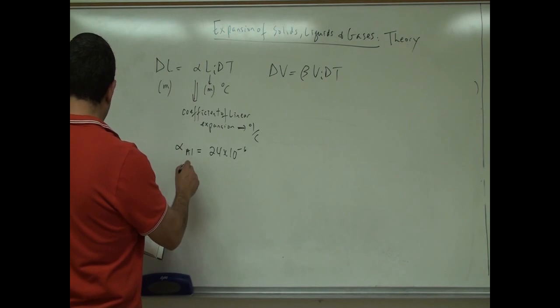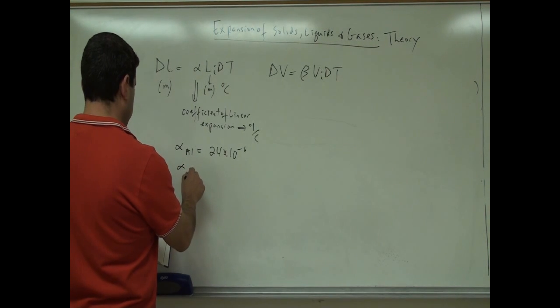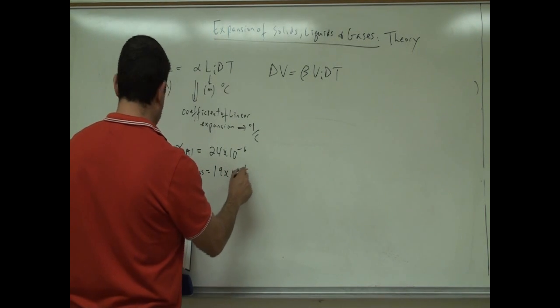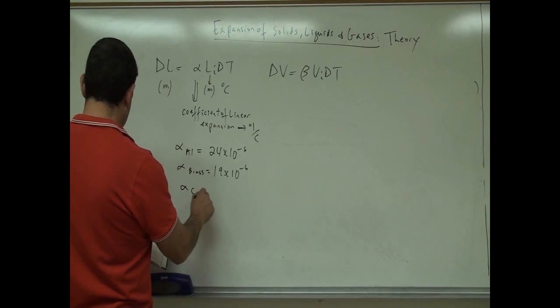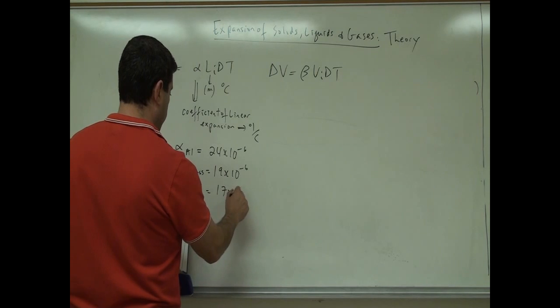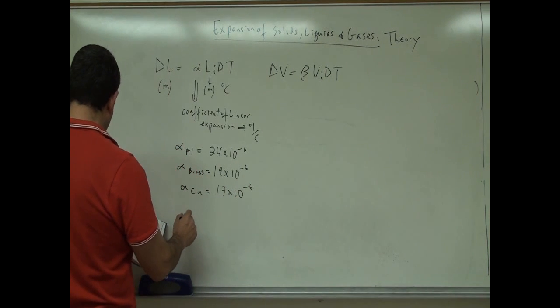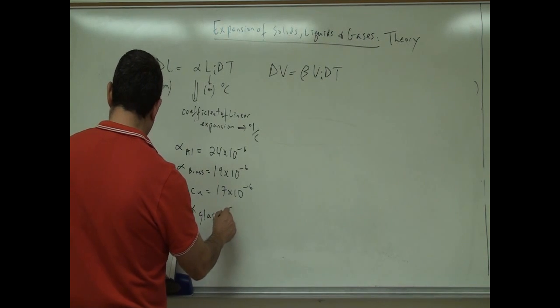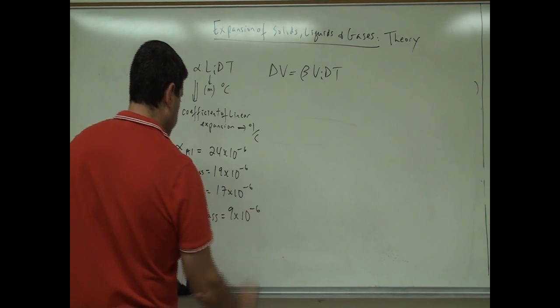Alpha of the brass is going to be 19 times 10 to the minus 6. Alpha of copper, 17 times 10 to the minus 6. And then alpha glass, 9 times 10 to the minus 6.